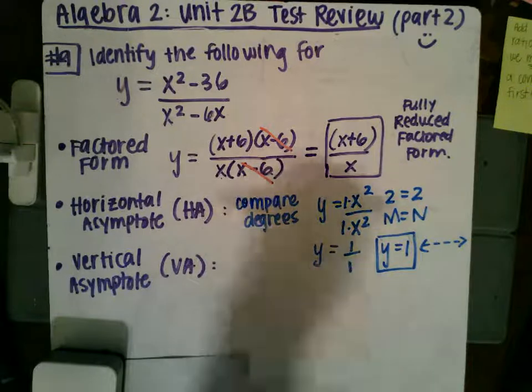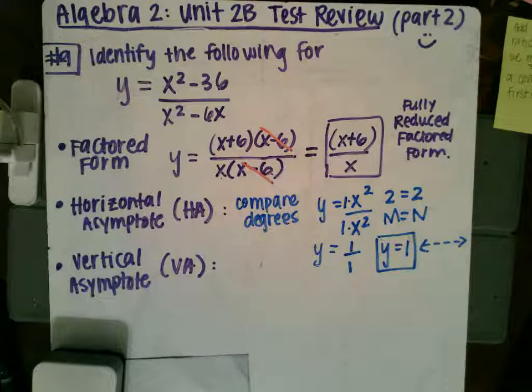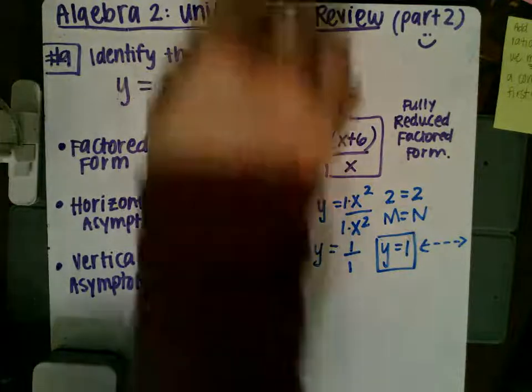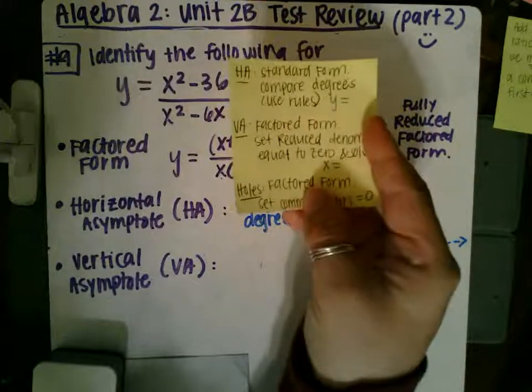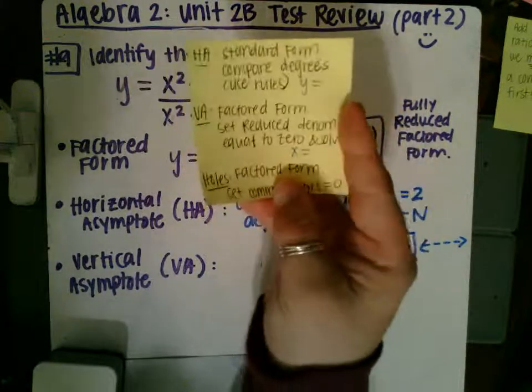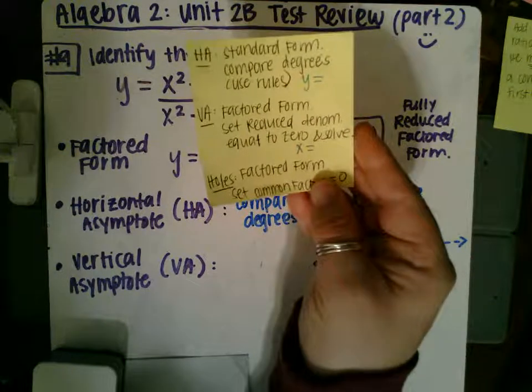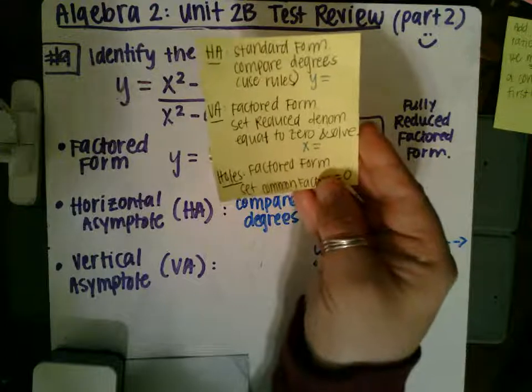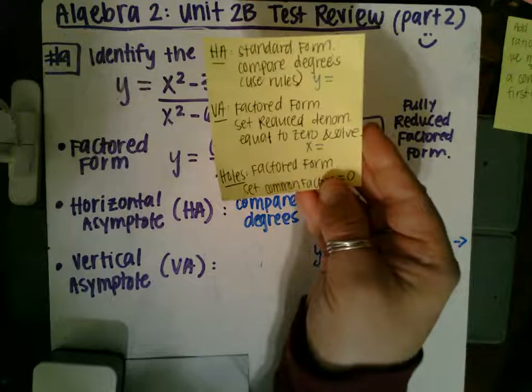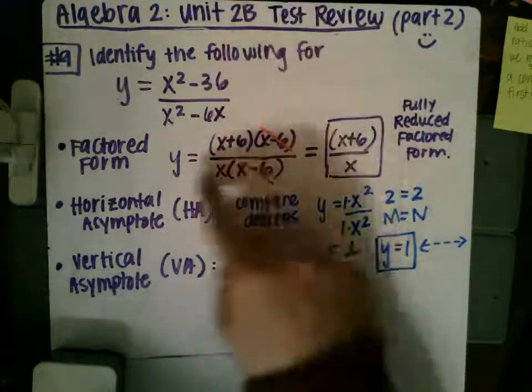VA for short. Okay, now for our vertical asymptotes, we need it in factored form. So our factored form will come in handy. And it says to set the reduced denominator equal to 0 and solve. And we should get an x equation. Okay, so that's why I wanted it fully reduced.